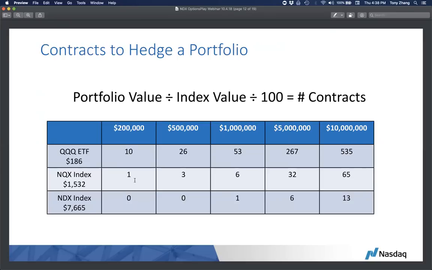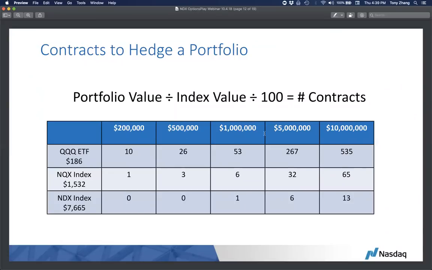So this is really where it gets into transaction costs and slippage. You want to buy the smaller amount of contracts because then you have to pay fewer or smaller commissions. As you can see, as your portfolio grows, you're going to need more and more contracts. At $200,000 and $500,000, you probably want to use anywhere from 1 to 3 NQX contracts.